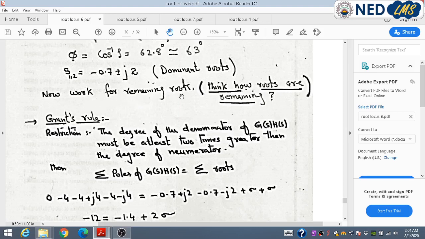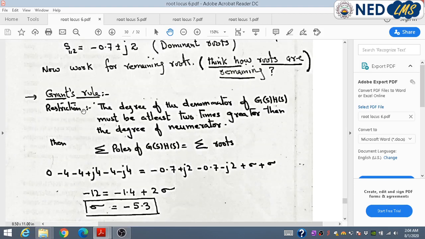Now we have to work for the remaining roots. In our system the degree of the characteristic equation is 4. We have a fourth order system, therefore we have to find two more roots. Here is the question: how many roots remain? Two roots we have found out, therefore two roots are still remaining. How are we able to find the remaining two roots? The simplest way is by using Grant's rule.